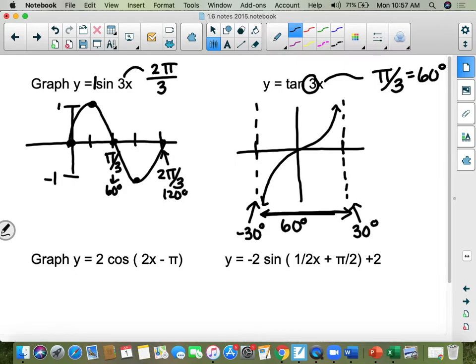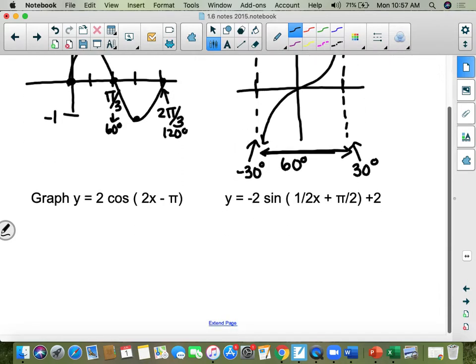Okay, now comes the shifting of the graphs. So these are the big ones here, and you have to know how to do this without a graphing calculator.